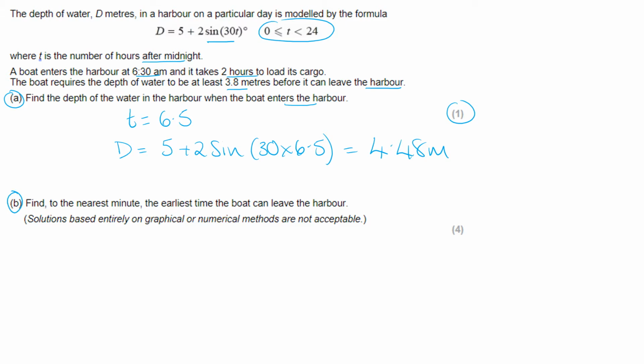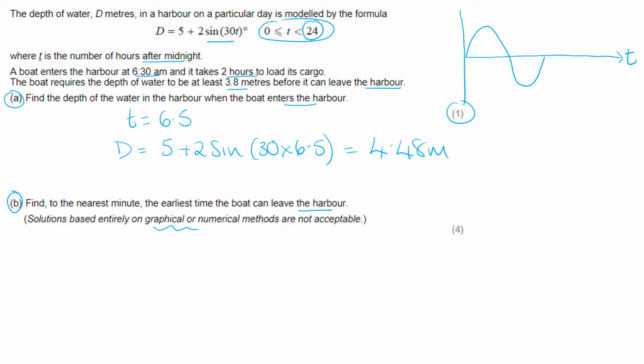In part b, it's a bit more tricky, and it does say that you shouldn't base your answers purely on graphical methods. It's asking us to find, to the nearest minute, the earliest time the boat can leave the harbour. But it is a good idea just to get your head round what is going on with the sine graph and how this relates to the depth of the water. So if we put t on our axes instead of x, we're using the sine graph. So there's the sine graph in one period.